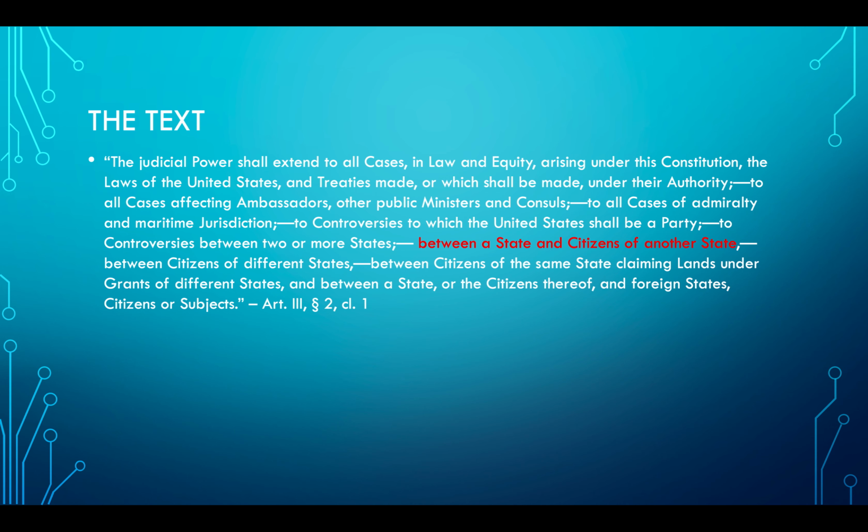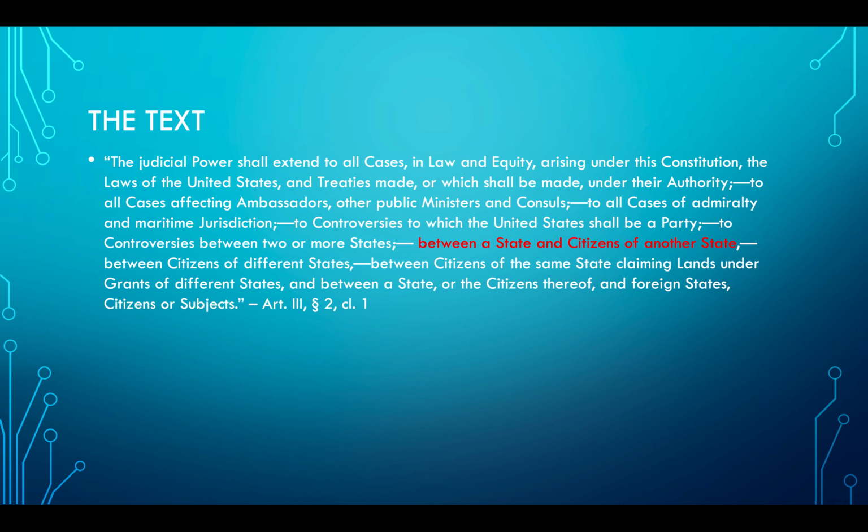recall that particular text, the part of Article 3 that sets out the different headings of jurisdiction. So the judicial power shall extend to all cases in law and equity arising under this Constitution, the laws of the United States and treaties made or which shall be made under their authority. So there's the federal question jurisdiction. Then a little later we have, just skipping over the red part for a minute, the judicial power shall extend to all controversies between citizens of different states. So there's the diversity jurisdiction.